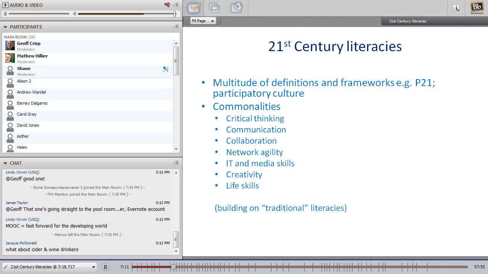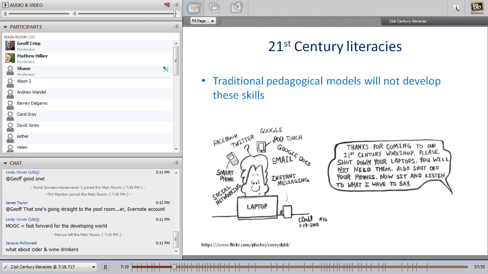Definitely. And all of these are building on the traditional literacies as a sound framework and basis. So the traditional pedagogical models, there's strong consensus on this, that they're not going to develop those skills. They don't develop network agility. They don't necessarily develop critical thinking, collaboration, and so on.